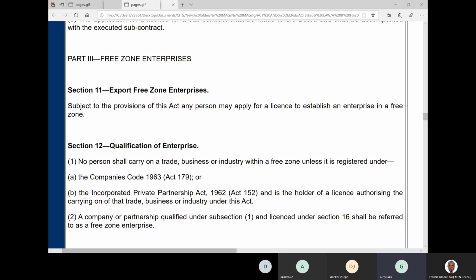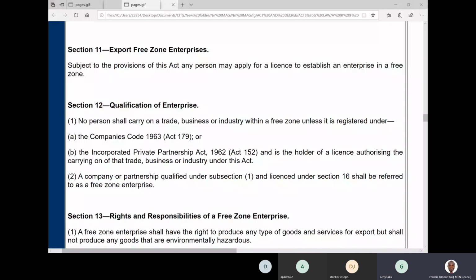12. Qualification of enterprise. Subsection 1. A person shall not carry on a trade, business, or industry within a free zone unless it is registered under A. The Companies Act 1963, Act 179, which has been repealed. So in exams, don't go and write this one. Okay, continue. B. The Incorporated Private Partnership Act 1962, Act 152.